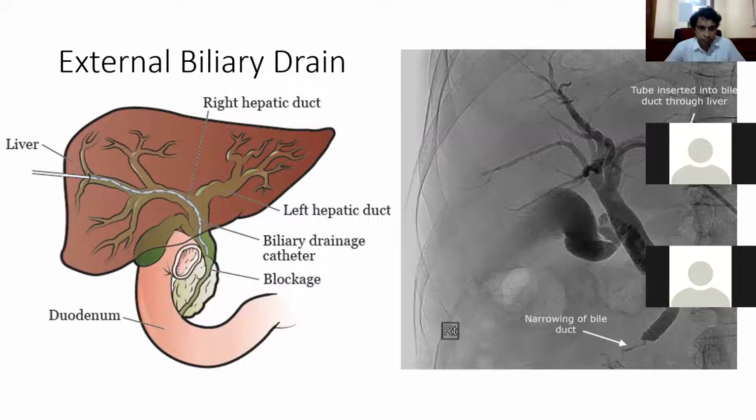Vitamin K is needed for the glycosylation of the clotting factors 2, 7, 9, and 10. Therefore, those clotting factors are affected. This leads to bleeding tendency. Good, right. So if you put an external biliary drain into these patients, will the cholangitis settle? Anyone?